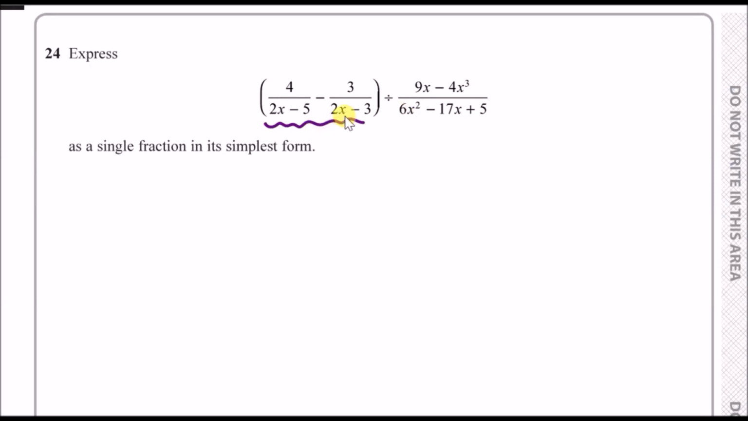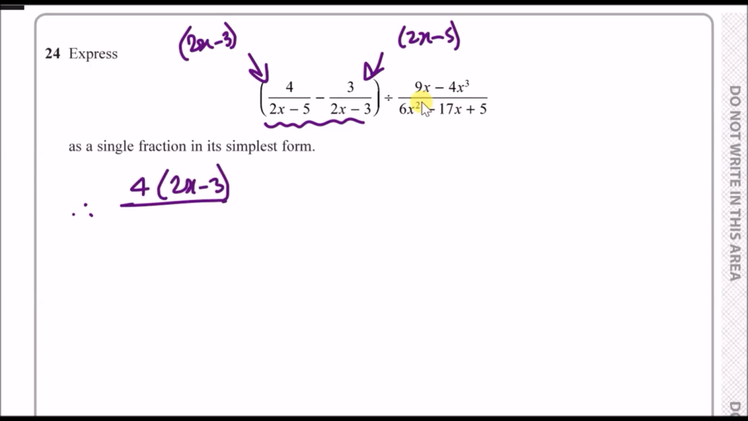So what I recommend, if this has 2x minus 5, let's times up and down on the right by 2x minus 5. So this here gets bulked up by times 2x minus 5. And this right side will be times by 2x minus 3. So it looks something like this. This fraction now becomes 4 times 2x minus 3 over 2x minus 5 like it had.